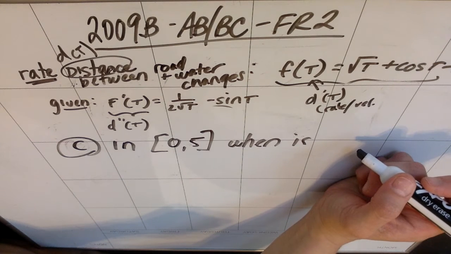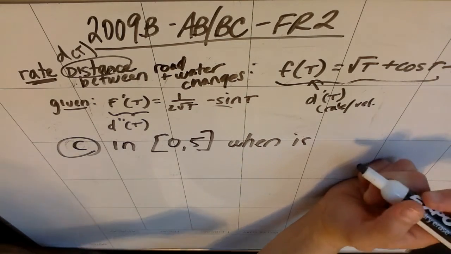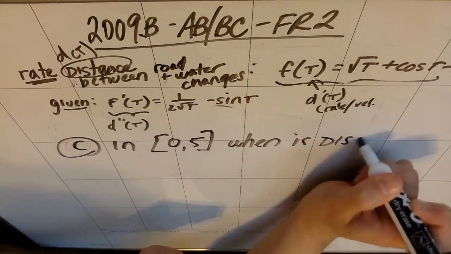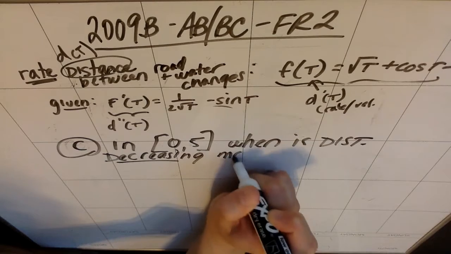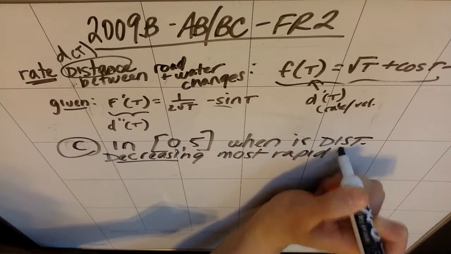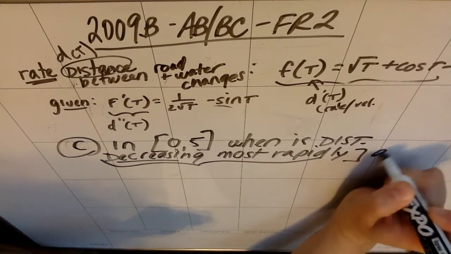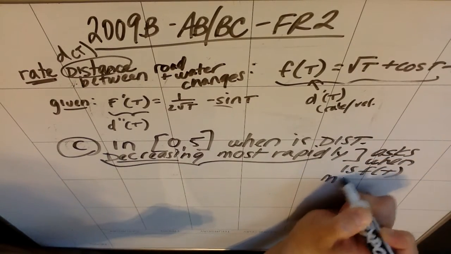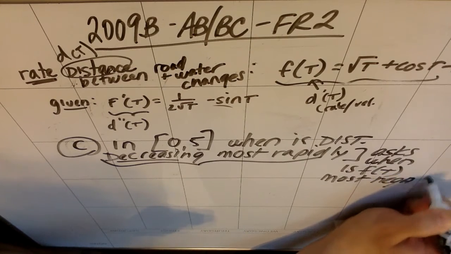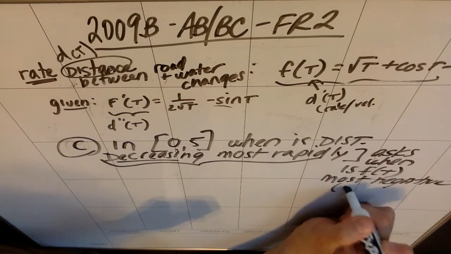just double checking that I'm wording this right. Well, at what time was the distance between the road and the edge of the water decreasing the most rapidly, right? So when is distance decreasing most rapidly, right? So the trick is, if you want decreasing most rapidly, that asks when is f of t its most negative, right? That's asking when is f of t its most negative, right? So essentially that's asking for a min, right?